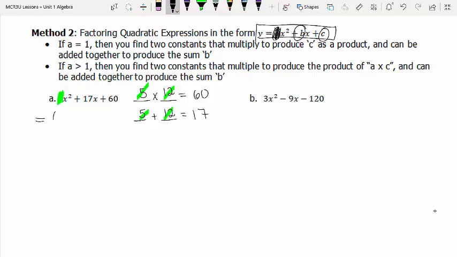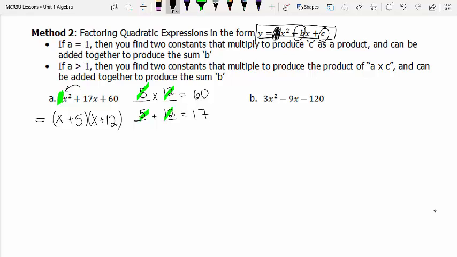So we just set up our brackets. One number goes in one bracket and the second number goes in the other. So we have x plus 5 and x plus 12. And then we're done, it's factored. You can only take that shortcut when a is 1. When a is not 1, there's a little bit more work that has to be done.